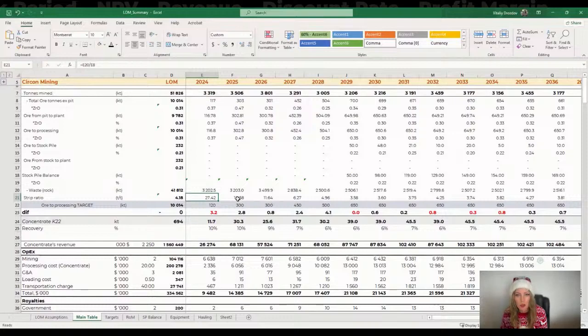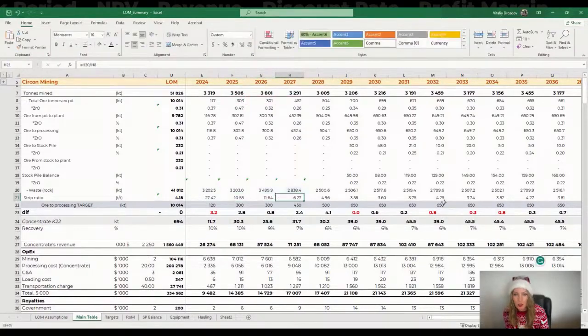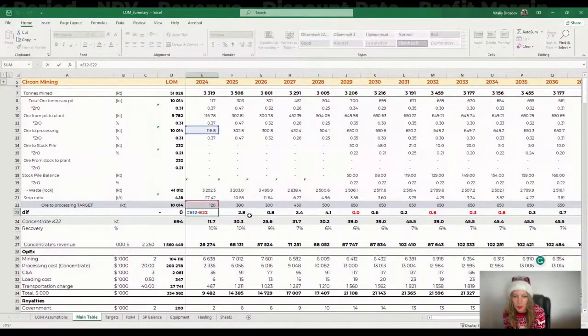In our approach, the stripping ratio is determined by dividing the amount of overburden by the amount of ore, essentially a tons to tons comparison. During the initial phases, we are focusing on increasing the overburden to access the ore, a process known as ore body opening. And our average stripping ratio stands at 4.18, which is relatively low. This is a positive indicator for our operations.